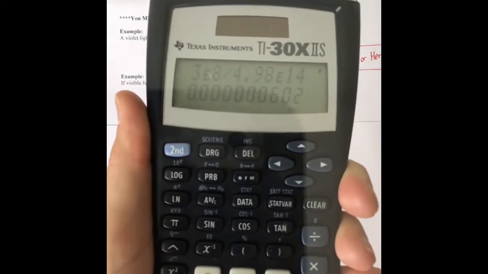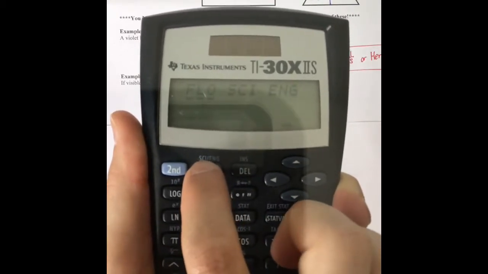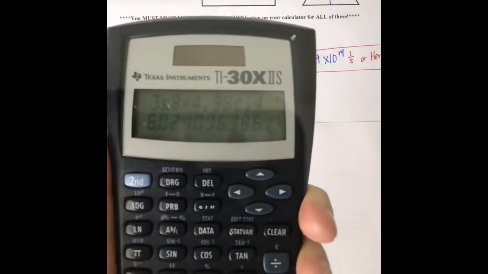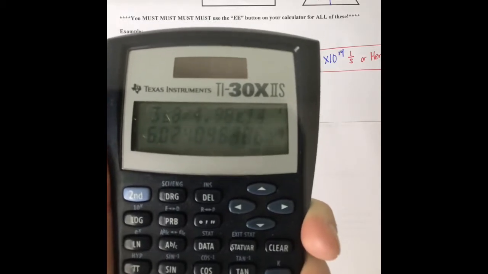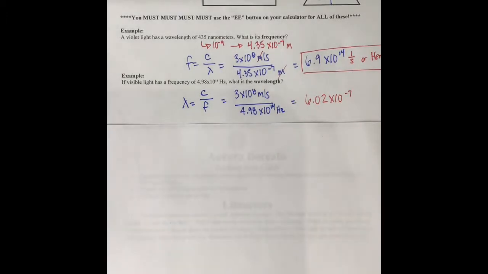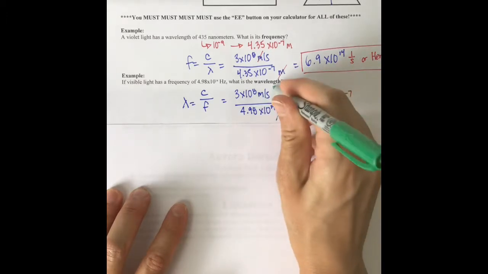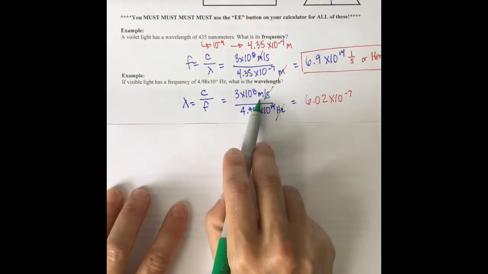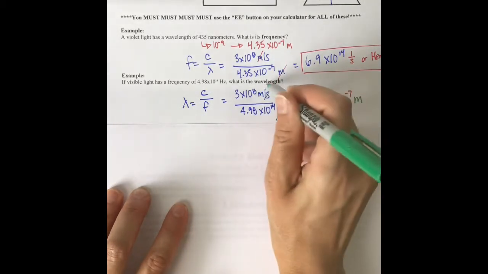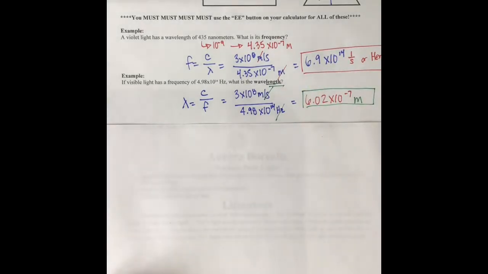If you want to put that in scientific notation, on these calculators, you can press second SCI and go over, and it will put it in scientific notation for you, or you can just count the decimal places. 6.02 times 10 to the negative 7th. What unit would I put on that? Well, remember that per second and hertz are the same thing. So those would cancel, and I'm left with meters. Whew, good, that makes sense. Wavelength is a length, and it should be in meters. That answers the first part of this question.